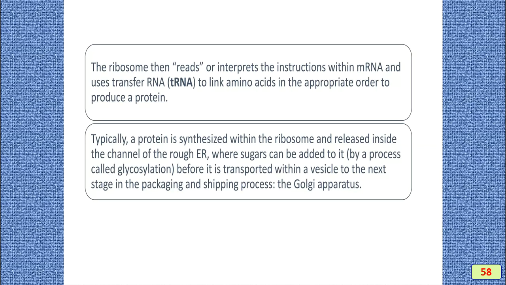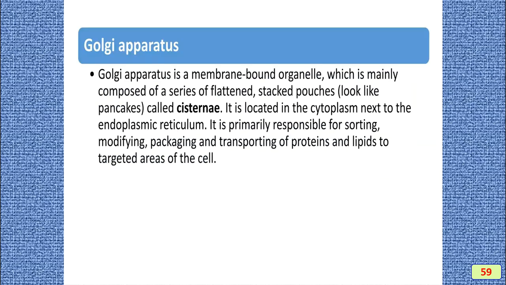So overall, the Golgi apparatus is a cistern. It is located in the cytoplasm next to the ER. Its main function is to sort, modify, and package proteins, and the cell sends them to the other organelles where they are also required.